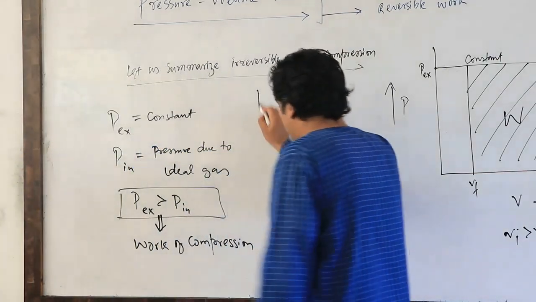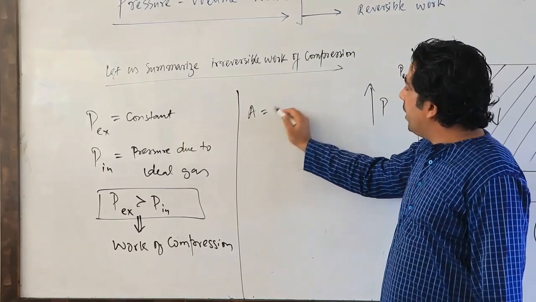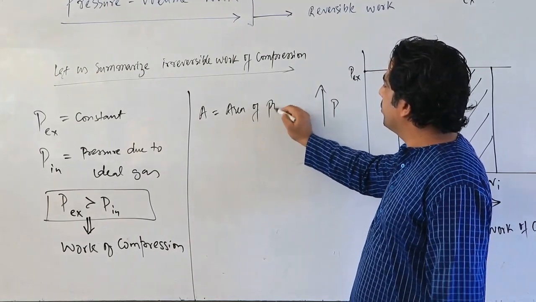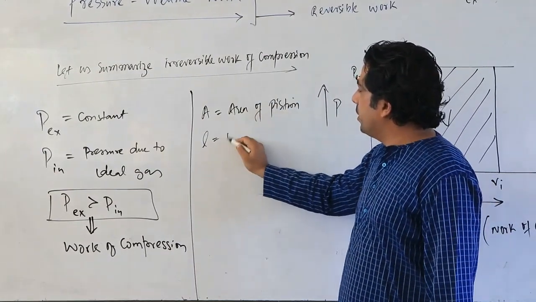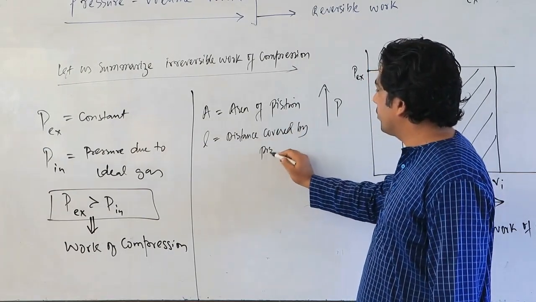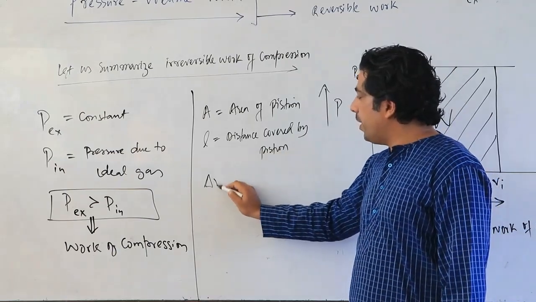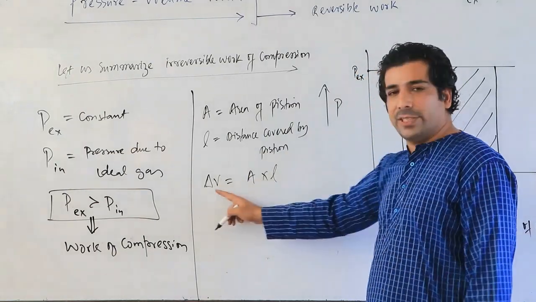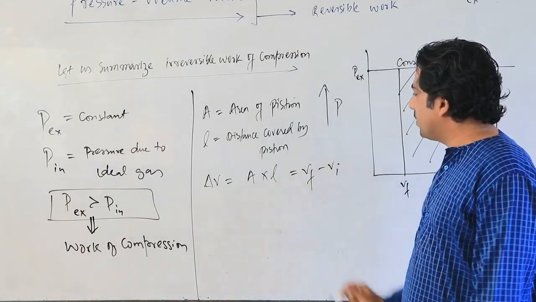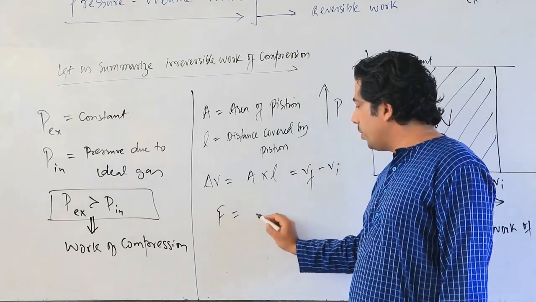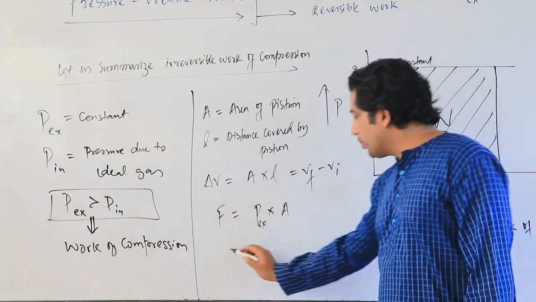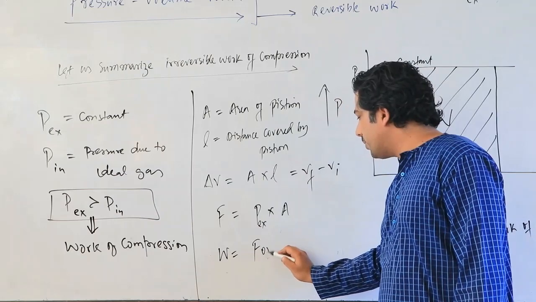Okay. So after that, A was the area of cross section of piston, or we can directly say area of piston. L was the distance covered by the piston. And the change in volume was actually area into length. The change in volume is also represented by Vf minus Vi, my dear friends. And we also know that force is equal to pressure into area. Yes. And we also know that work is equal to force into distance or displacement.